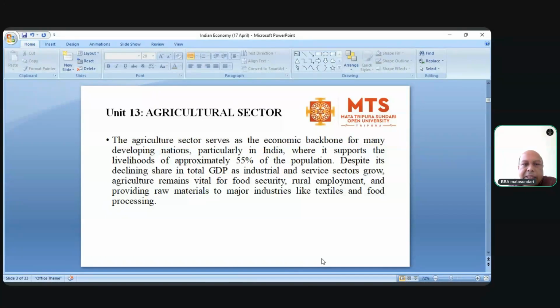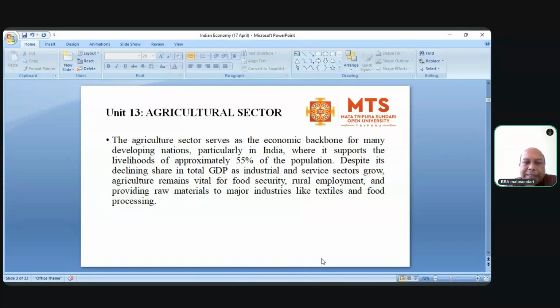So the agricultural sector is the base for the economy of any country, especially a developing country. And in India also, the agricultural sector contributes more to our national income and also to the employment of common people. In India, the agriculture sector contributes nearly 30 to 35% of national income, and nearly 60% of people depend on the agriculture sector for maintaining their livelihood.